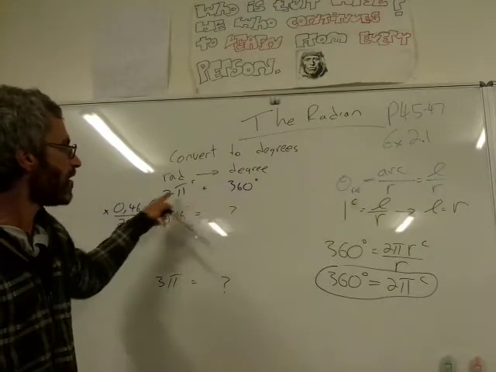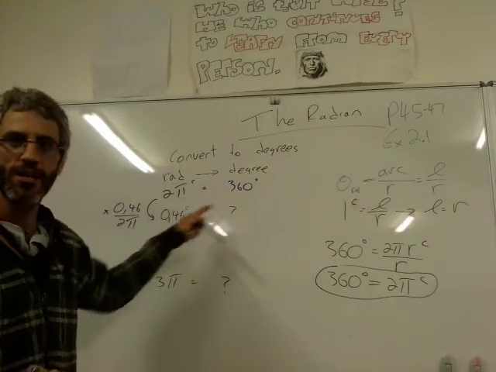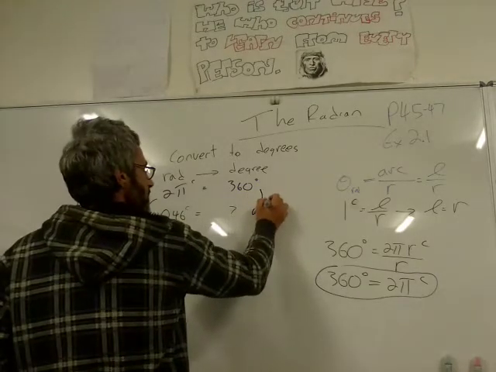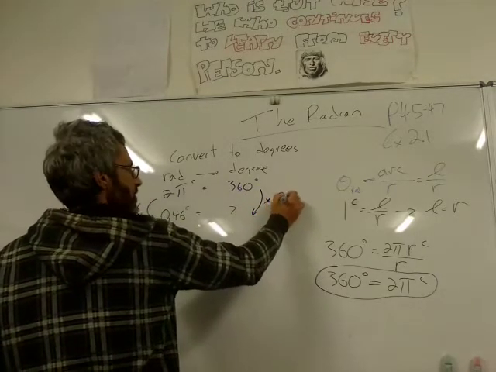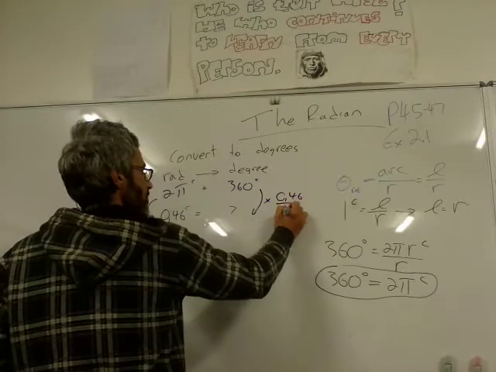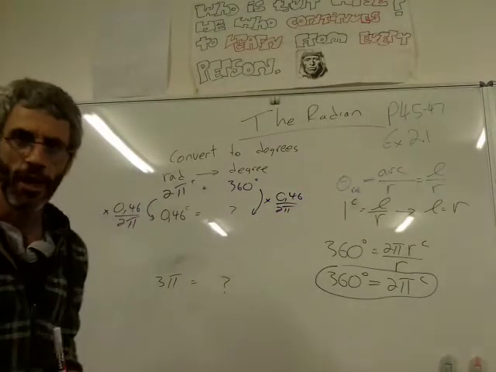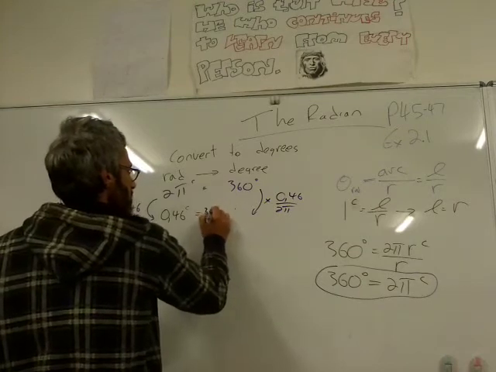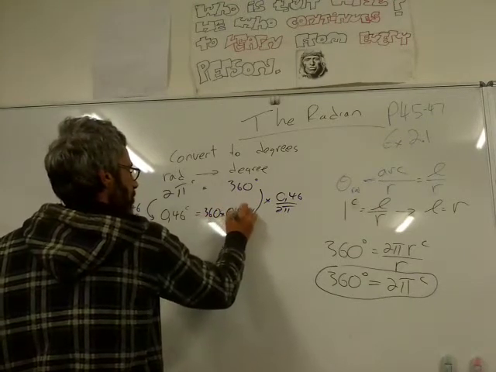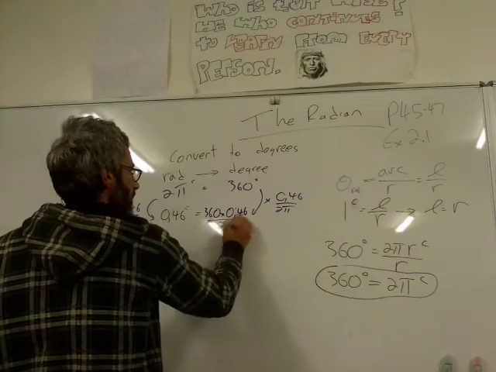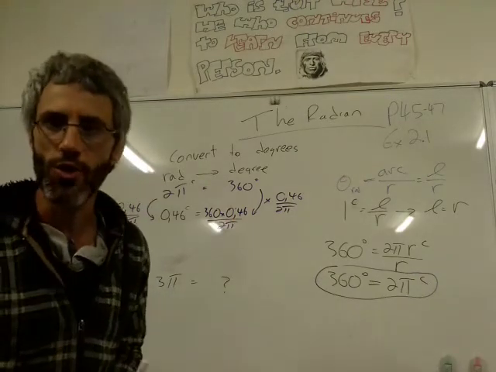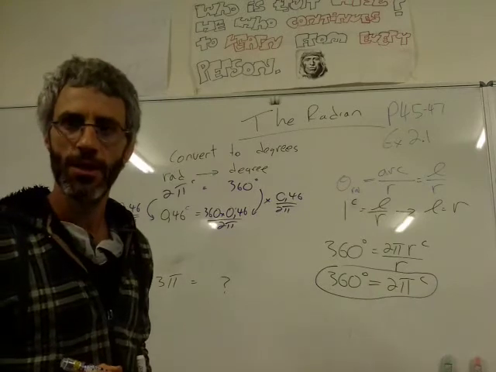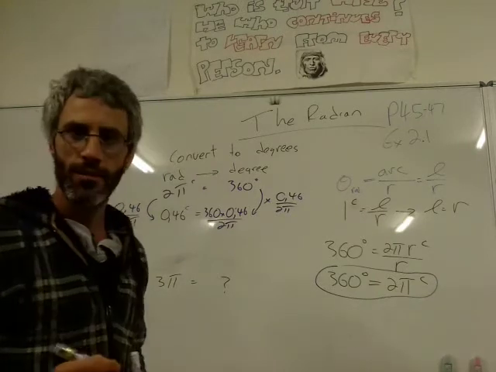And now, if these quantities are proportional to each other, then I have to do the same here. I have to multiply 360 by 0.46 divided by 2 pi. And that's the answer. So the answer is 360 times 0.46 divided by 2 pi. And I'll just leave you to do the calculation. Just plug it in the calculator, just like that. And that's the answer.